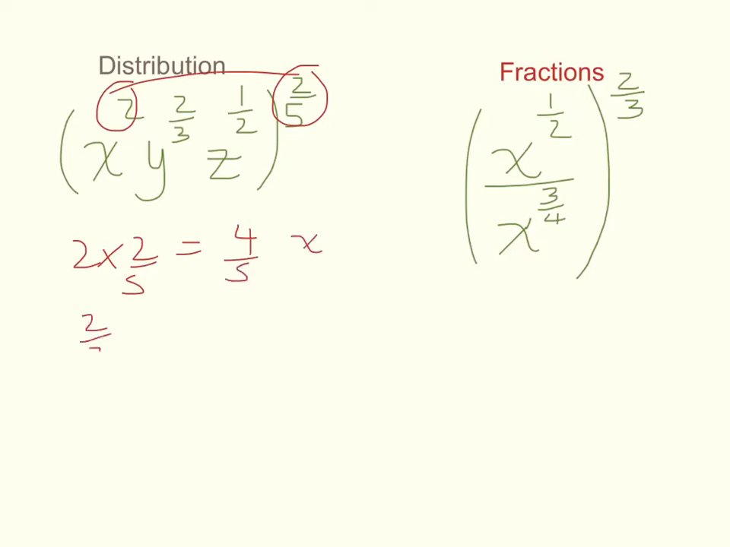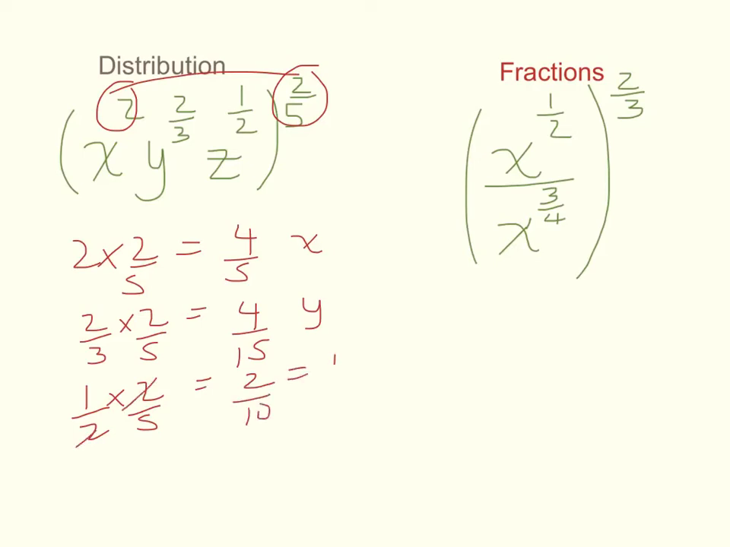Y will be 2/3 times 2/5. Nothing cancels. So that's going to be 4/15 for y. And z will be 1/2 times 2/5, which will be 2/10 or 1/5. So the answer will be x to the 4/5, y to the 4/15, and z to the 1/5.